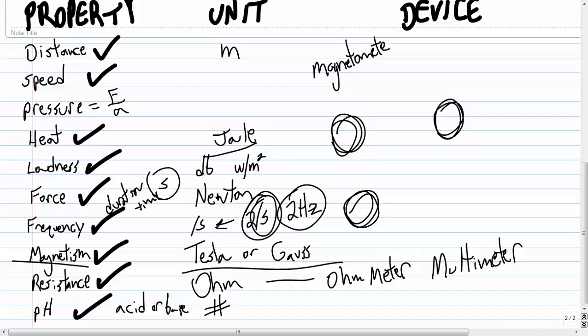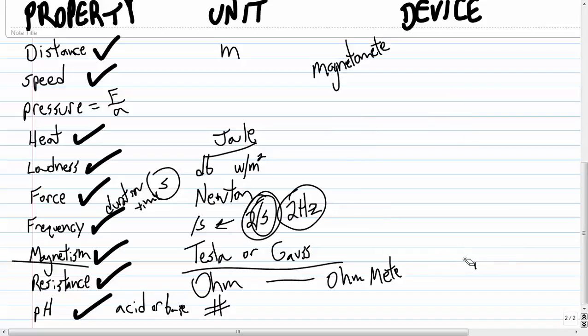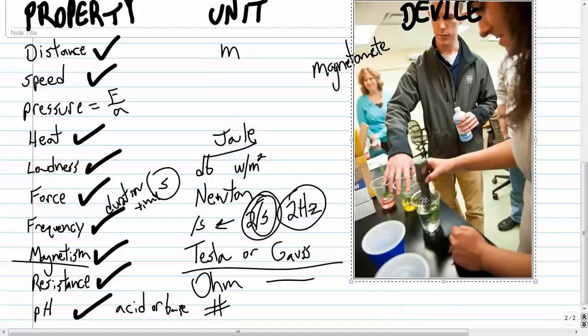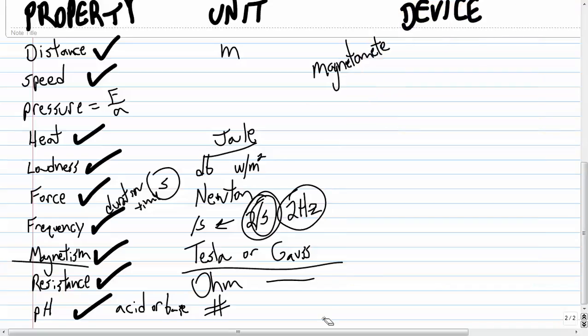And how would you measure that number? Well, you would use a device you can get at a garden supply store, and it looks like this. This girl's using one right here. It's just a little device you stick in some liquid, and it tells you whether it's an acid or base, and it gives you a number. So you probably guessed it. This is called a pH meter.